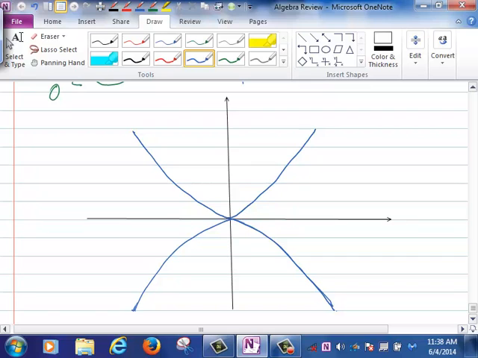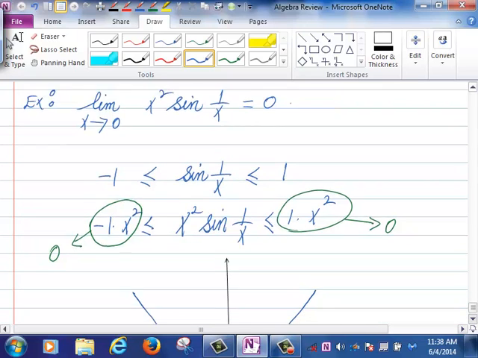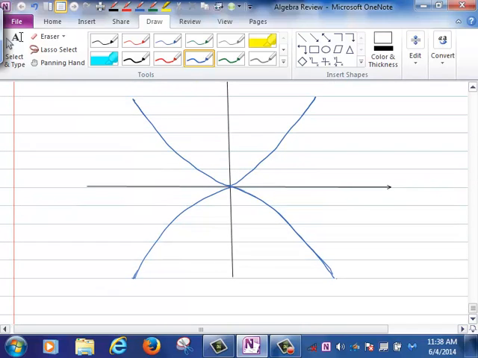Everybody's okay? And then the graph of our function would be where? See, our function x squared sine 1 over x is in between negative x squared and positive x squared, right? So the graph of our function x squared sine 1 over x will be where? Will be in between, okay? And actually the way it looks like is this. The graph of x squared sine 1 over x.